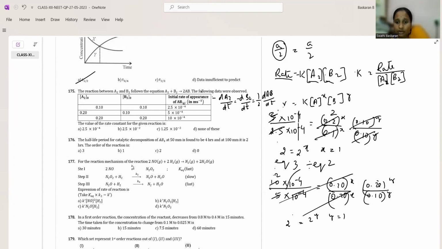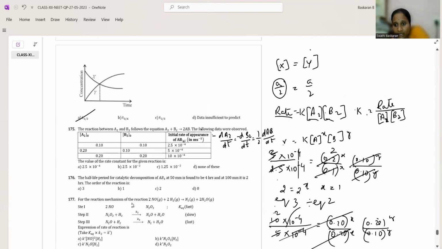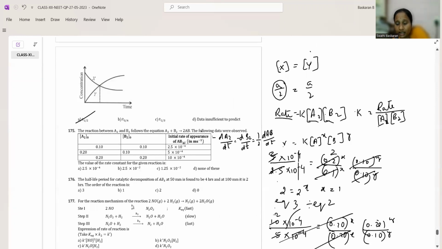So hence, when you are determining the K value, with the rate and concentration of A2 and B2, what will happen? This 2 will go and do the product, right? So it will be multiplied with 2. So among this entire data table, any of the rates can be taken, that is, the initial rate of appearance can be taken. If you are taking the last rate value, how much is the rate value? 10 into 10 power minus 4. So substitute those values in this equation.